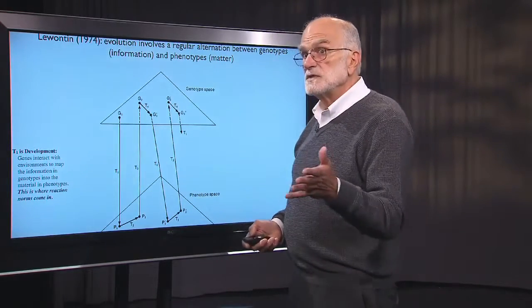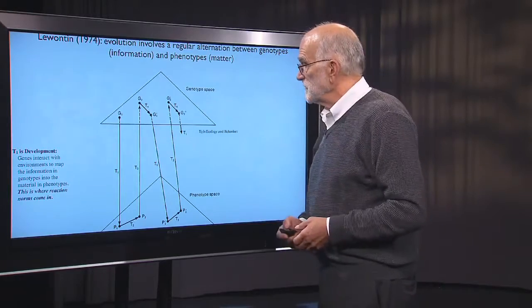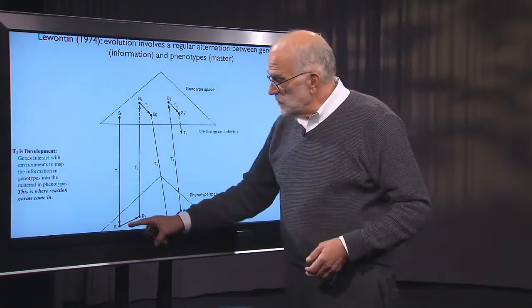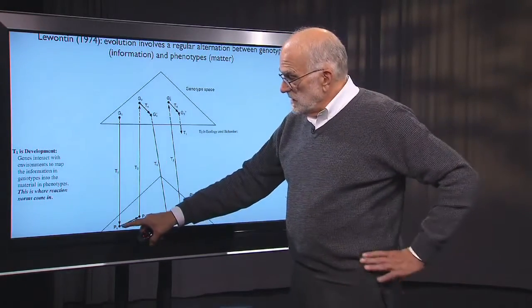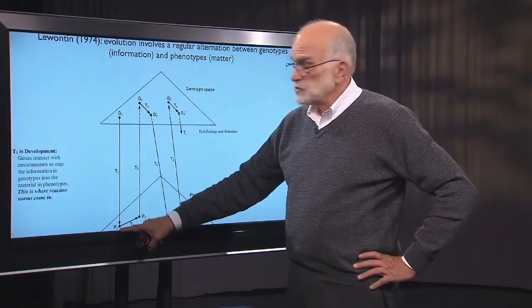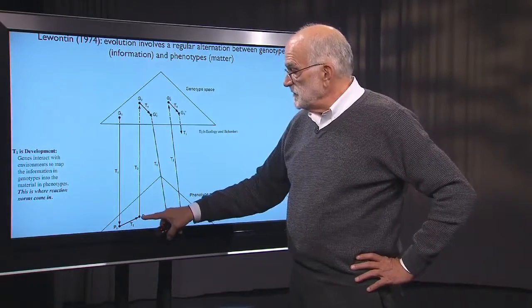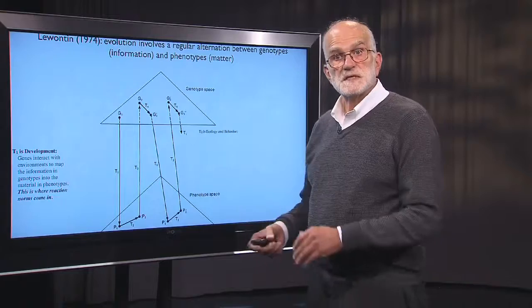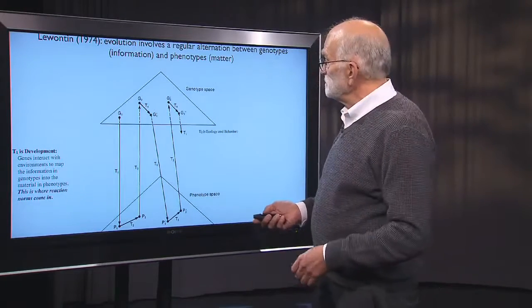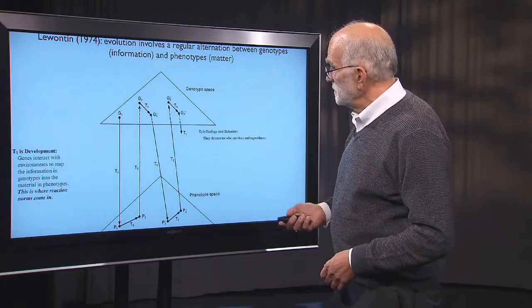But let's step through these others just to get a complete picture of what's going on. T2 basically takes the phenotypes that survive and mature and maps them into the phenotypes that successfully find mates and reproduce. That's ecology and behavior.